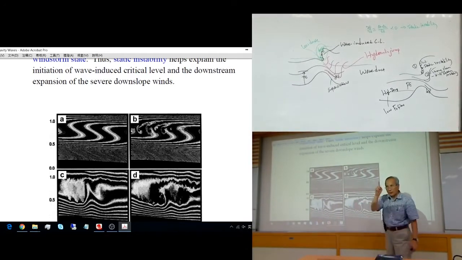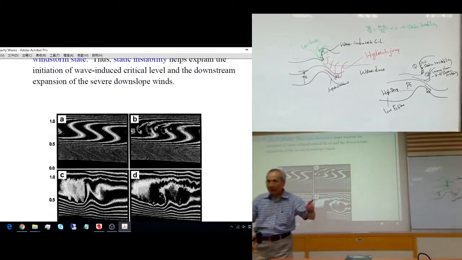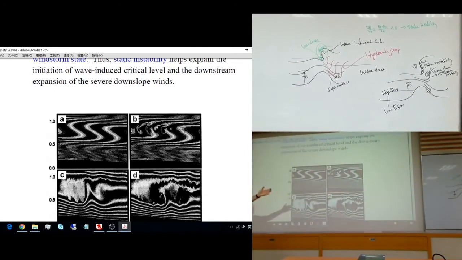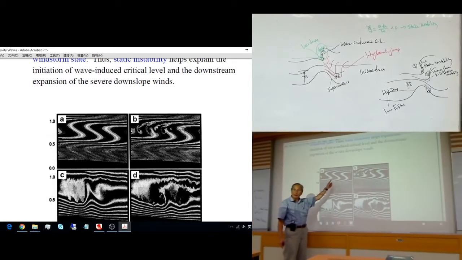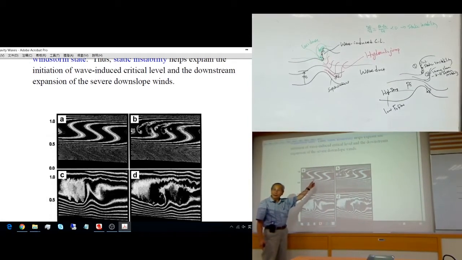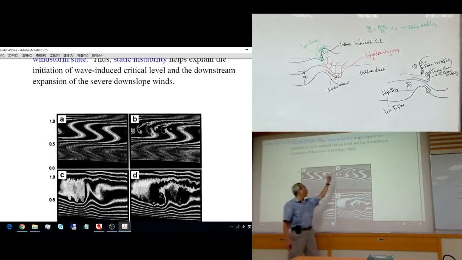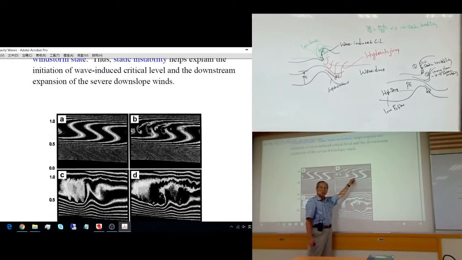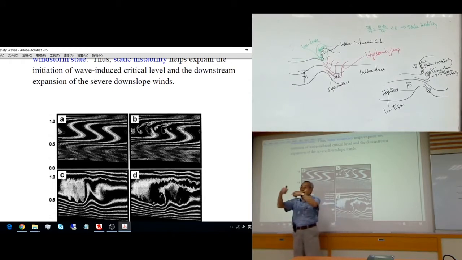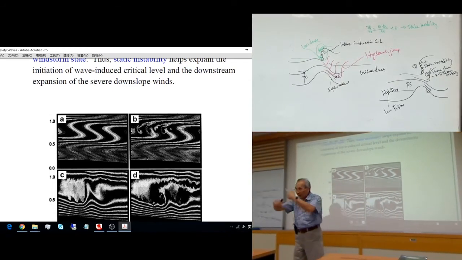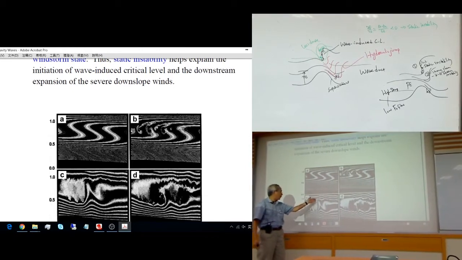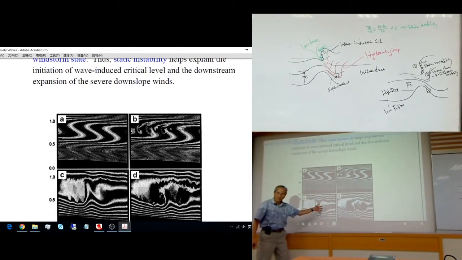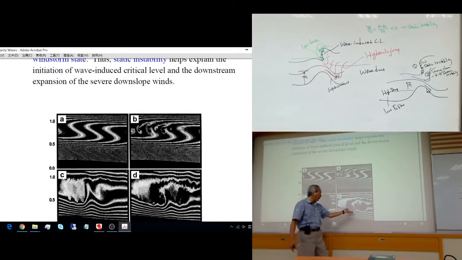So very simple. You see this picture. If someone asks you to briefly describe this: you have a wave-induced critical level, and then you get static instability, and static instability makes the wave break. Okay, that's the outside. Then with wave breaking, you get a large amplitude wave expanding downstream, and here it develops into a hydraulic jump.